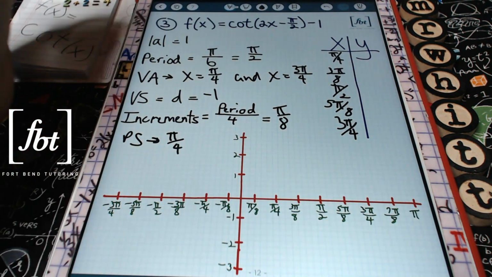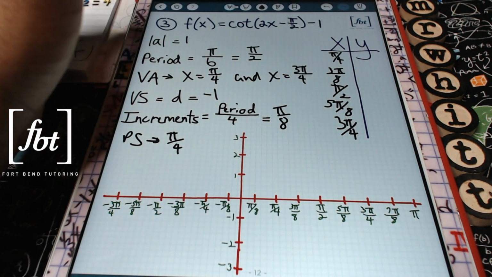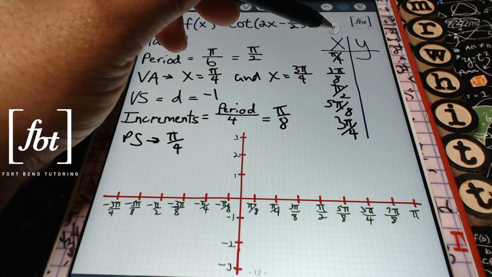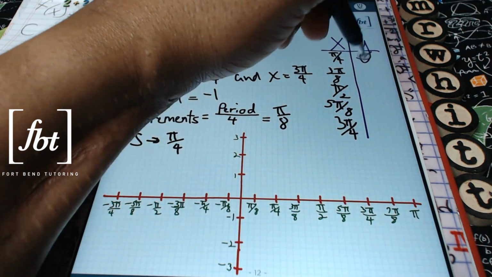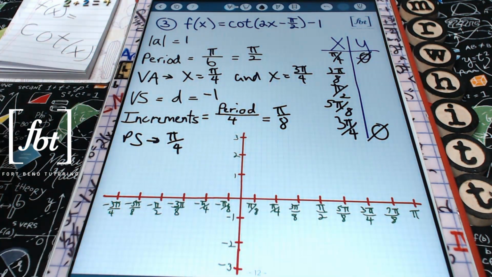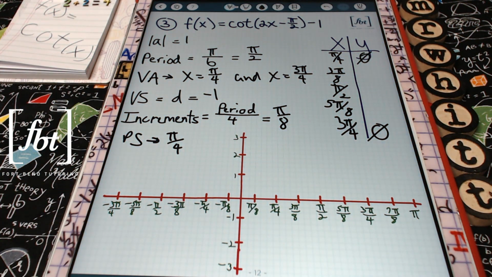So now we'll find out what our y values are by plugging in our x values from the xy chart. So remember that this pi over 4 value is where our asymptote is going to occur. So this is going to be undefined. Same thing occurs at 3 pi over 4. So we don't necessarily need to plug these values in. We know what's going to happen there.